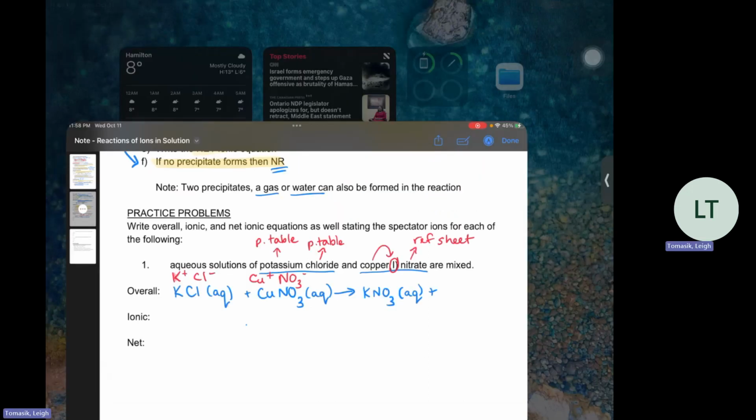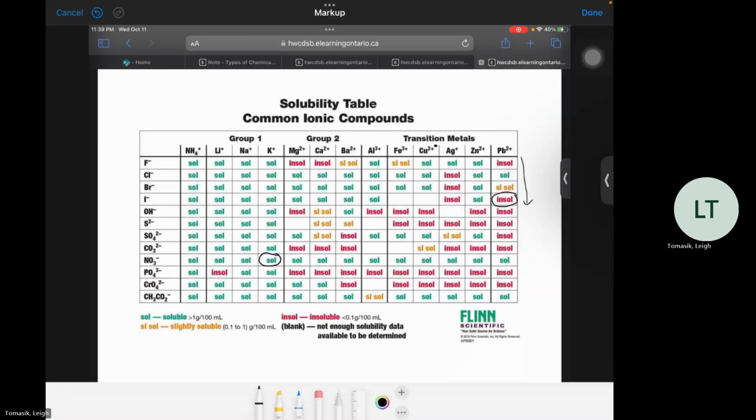Okay, copper chloride. So the intersection of copper and chlorine. Oh, this is copper 2 plus. We need copper 1 plus. We don't have copper 1 plus. That's going to be a problem. Okay, so we need a different solubility table. Well, that's annoying.